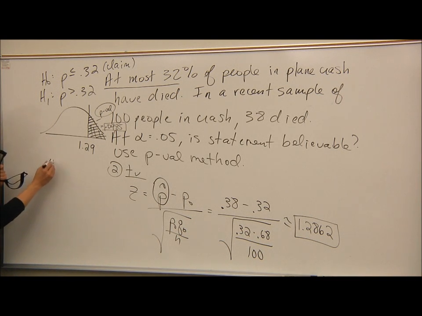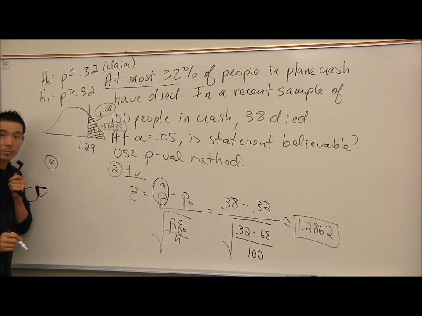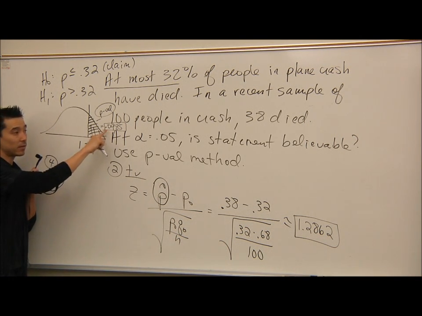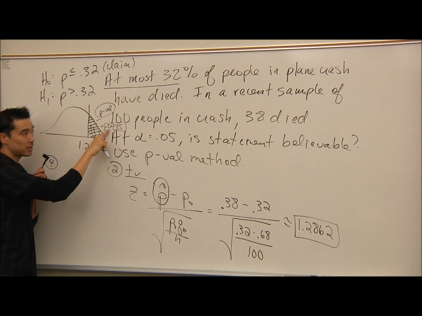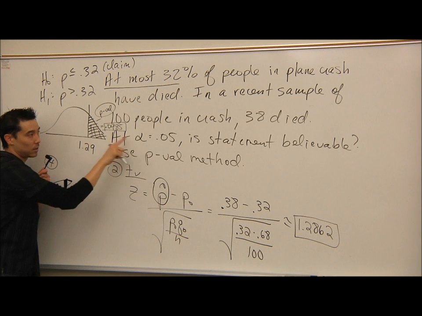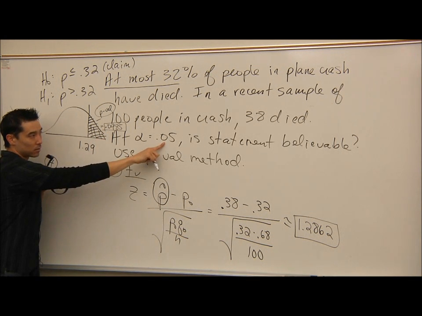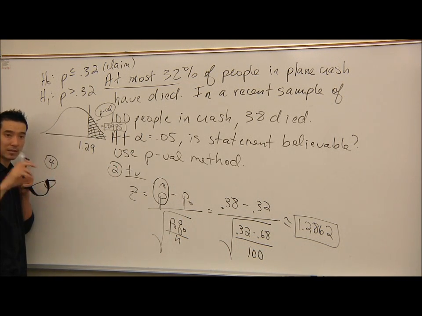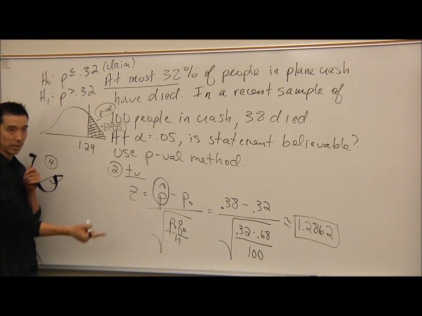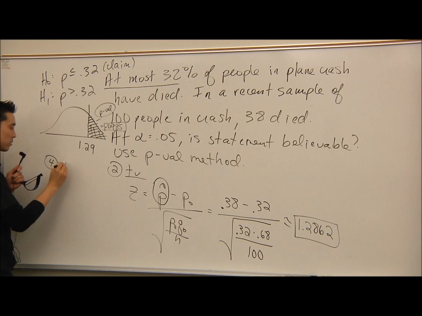Okay, step 4. This is where I determine if I'm going to reject H0 or not reject H0, and that is dependent on if my p-value is less than or equal to alpha. Is 0.0985 less than 0.05? Is this number smaller than this number? No, right? 0.0985 is larger than 0.05. So because my p-value area is large, because it's bigger than alpha, we are not going to reject H0.